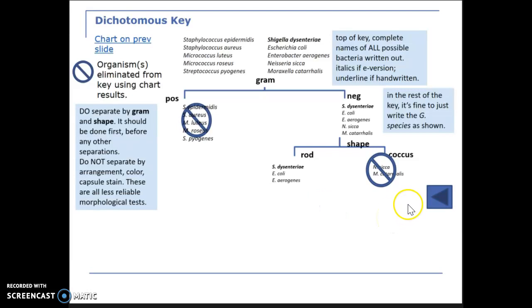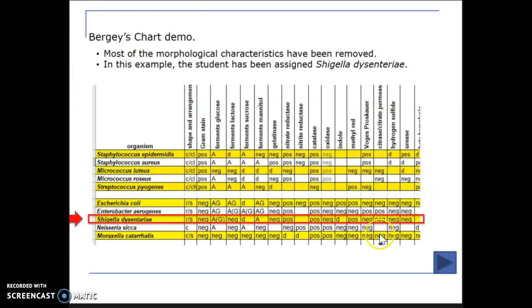For biochemical tests, I go back to the Bergey's chart, and I look here. Everything after gram stain, here on in, these are biochemical or metabolic tests. They are usually very reliable. So I look at these, and I have 3 remaining organisms. I have these 3 gram-negative rods, and I'm going to look through here for a biochemical test in which those 3 have some differences.